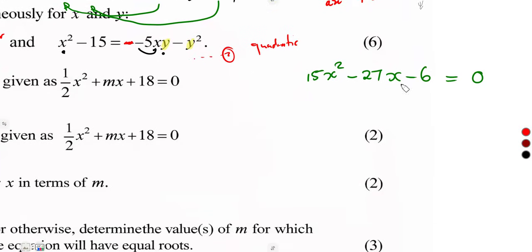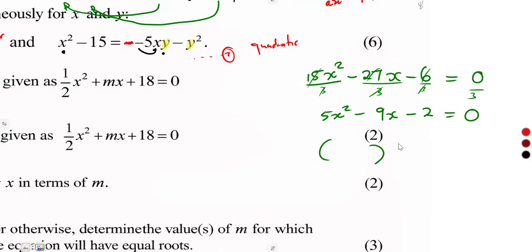So we can solve it using the quadratic formula, or you can just try to reduce this here by what? By 3. 3 is the highest common factor, so that was going to be 5x squared, minus 27 divided by 3, that's negative 9x. Minus 6 divided by 3, that's negative 2, which is equal to 0. So with this equation that we have, we can simply solve, guys. Use your quadratic formula, factorization, whatever you want.